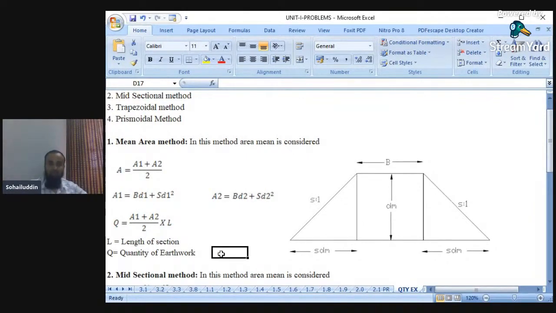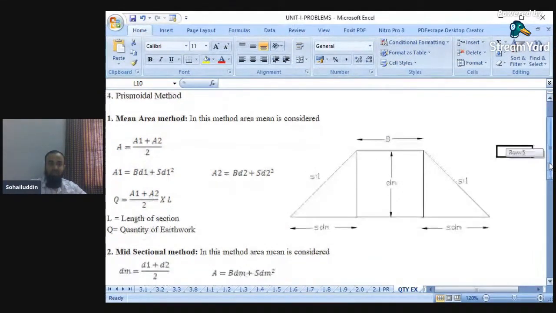that is, in cutting and filling by the first method, the mean area method, in which we are only finding out the mean area. We are taking the mean area of the trapezoidal sections, in which in this section we are taking the mean area of this.